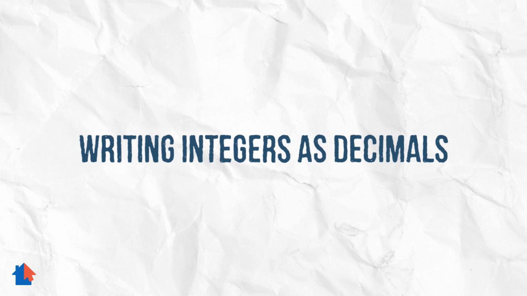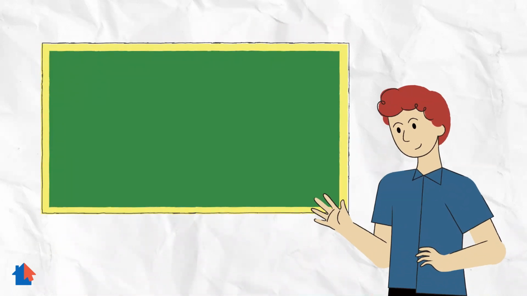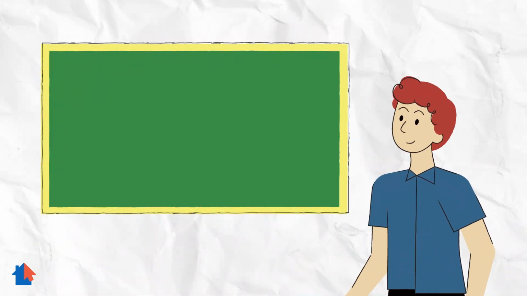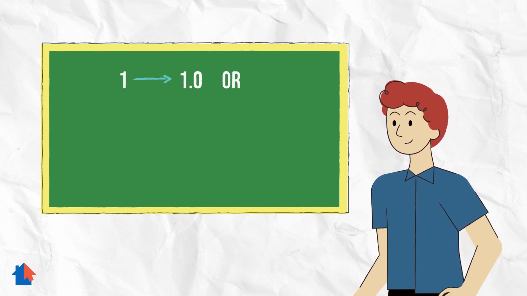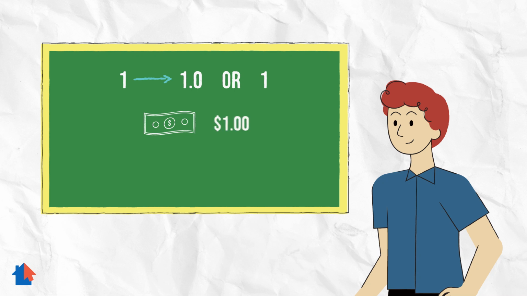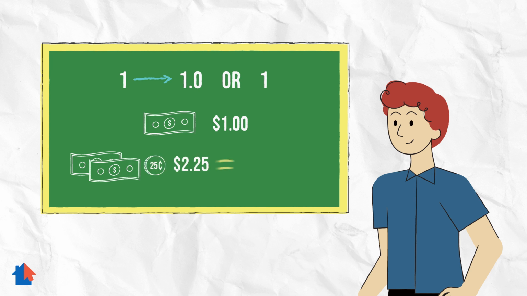Writing integers as decimals. Any integer, whole number, can be written using decimal notation. For example, the number 1 can be written as a decimal, 1.0, or not as a decimal, 1. You are probably used to seeing this with money. Often, $1 is written as $1.00. $2.25 is written as $2.25, which is the same as 2 and 25 over 100. In other words, you've been using decimals all along in everyday life.